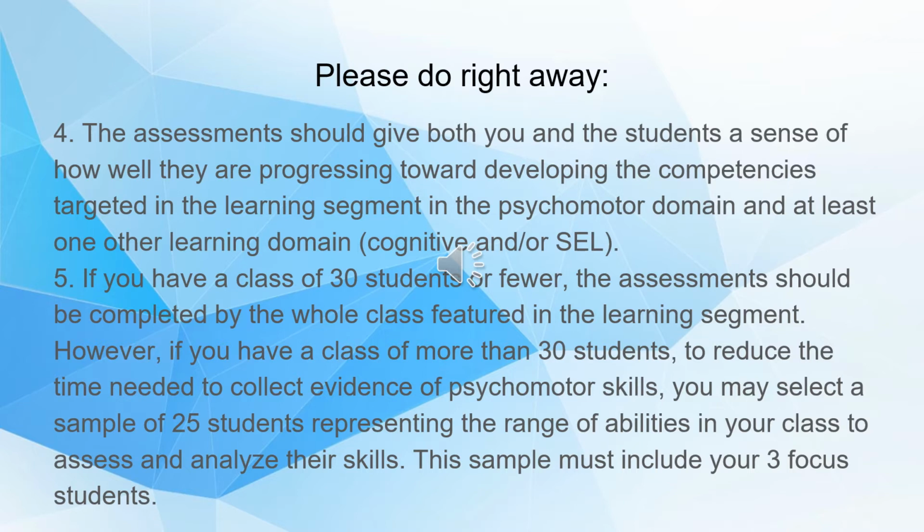Then lastly, if you have a class of 30 or fewer students, then you're going to do everybody in the class, and you're going to analyze each one of them both as a group and the patterns you see within the whole group and individually. However, if you have more than 30 students in your class, because that takes a lot of time, EdTPA is letting you select just a sample of 25 students from within that class, and you can look at how those students represent patterns of what you're seeing in terms of how they're able to do things or what they need to improve on. But the sample does need to include all 3 of your focus students.